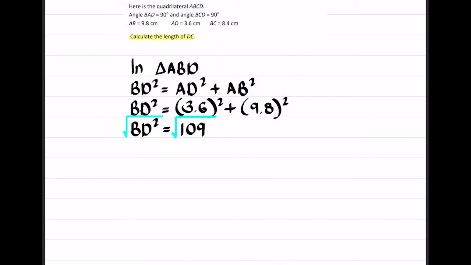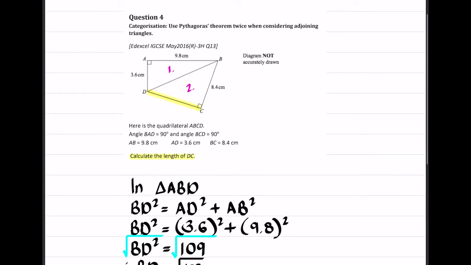The square root of BD squared is BD, so BD is equal to, and now instead of writing out the decimal of the square root of 109, I'm actually just going to keep it as the square root of 109, because this is part of a second question. So this is the first part of the whole question, so I need to keep all my decimal places. So the easiest way to keep all my decimals would be to make it the square root of 109 and keep it that way. So now I have BD equal to the square root of 109, which means I can now calculate DC.